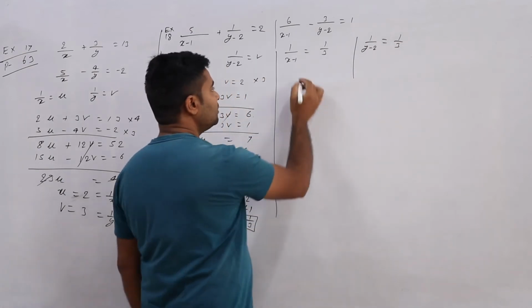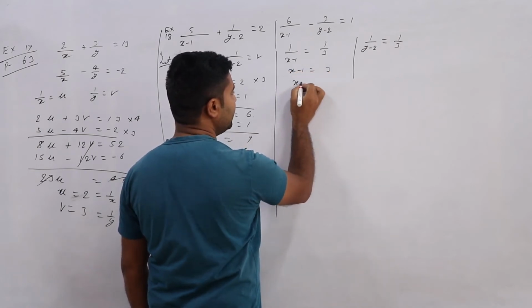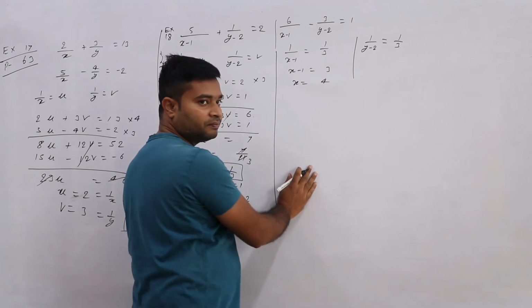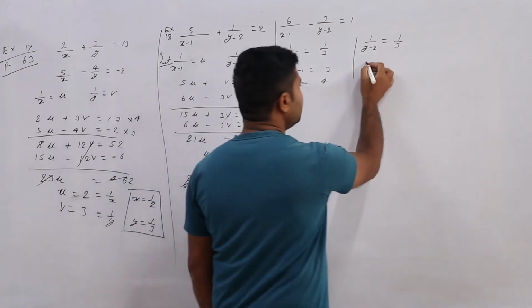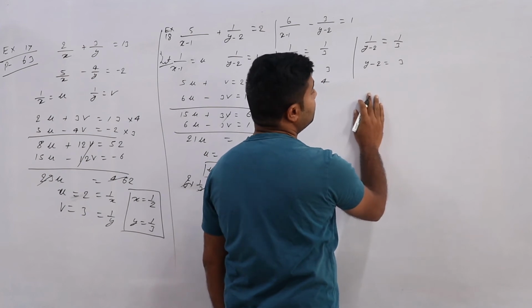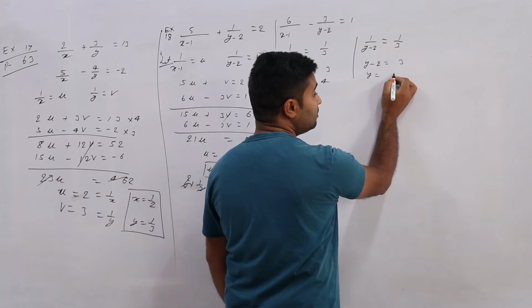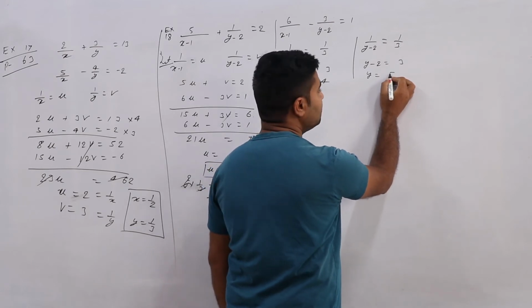Cross multiply. So x minus 1 is equal to 3. X is equal to 4. Here y minus 2 is equal to 3. So y is equal to 5.